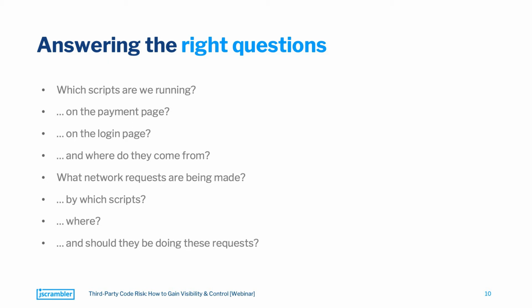Gaining visibility of the client side will allow us to answer these important questions. Not only what scripts we are running, but where they are running and where they have come from. And not only asking what network requests they are doing, but actually figuring out which scripts are doing these requests, where data is being sent to, and more importantly, if this request should exist in the first place. If we are actively looking for these signs, we will quickly find some red flags. For example, if the script of a live chat starts messing with a payment form, that's a clear indication that something is wrong.